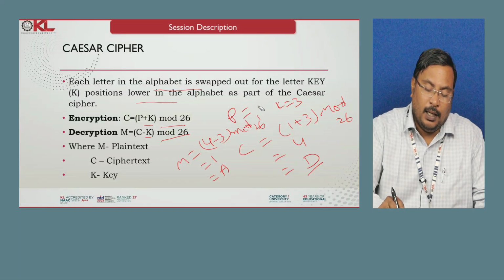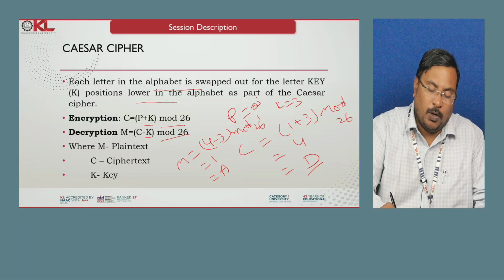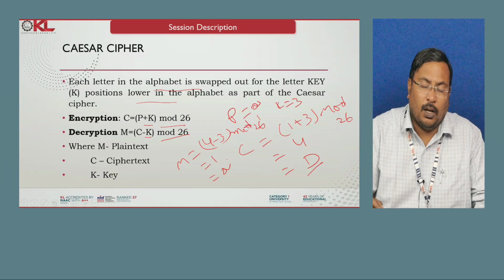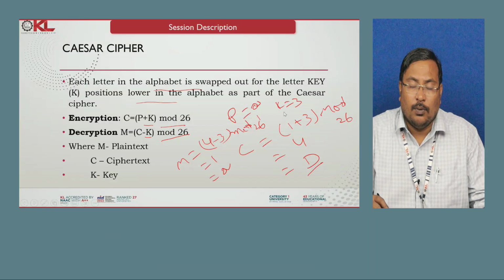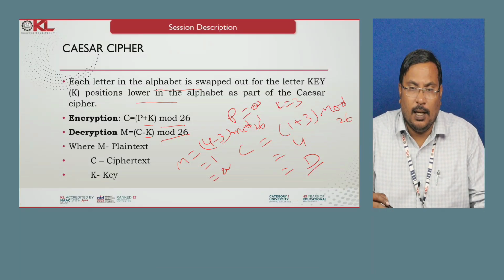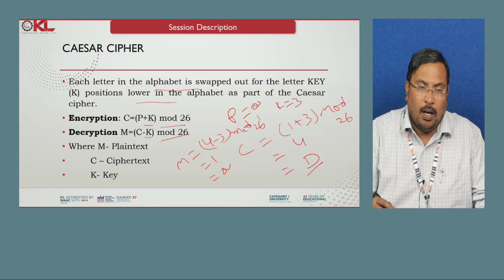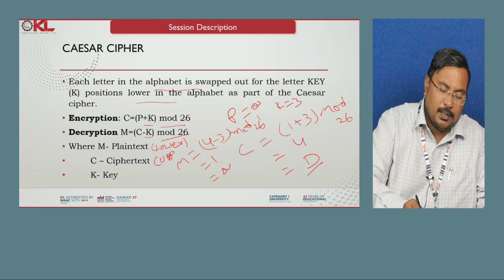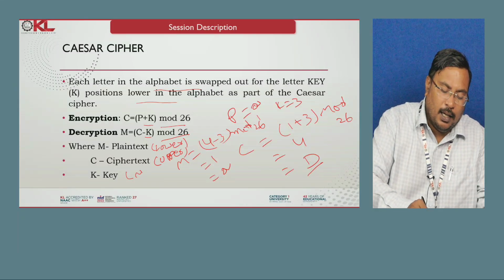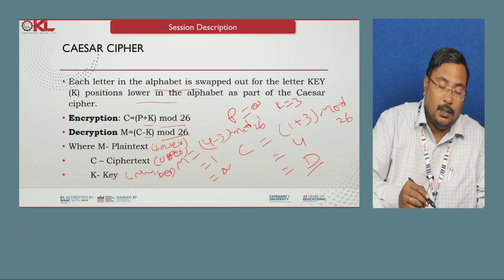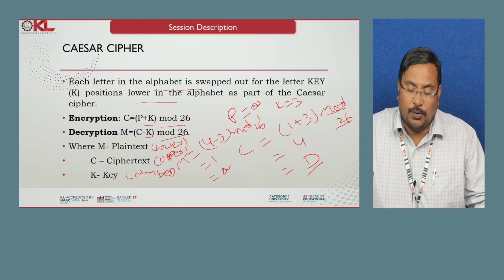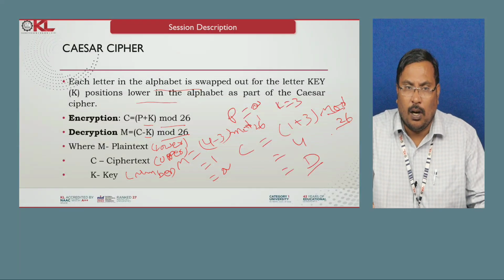In reality, it will be represented using small letters, and the reverse side will use capital letters in order to identify which is the plain text and which one is the ciphertext. Please remember, always plain text in lower case and ciphertext in upper case, and the key is a number. Okay, and why are we going to use mod 26? Because we have only 26 English alphabets.